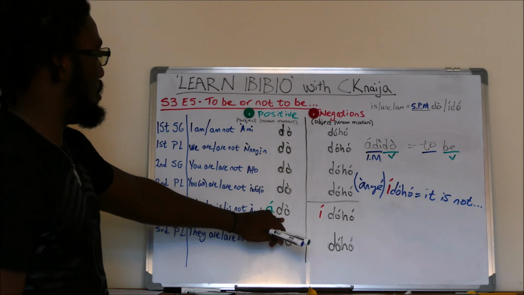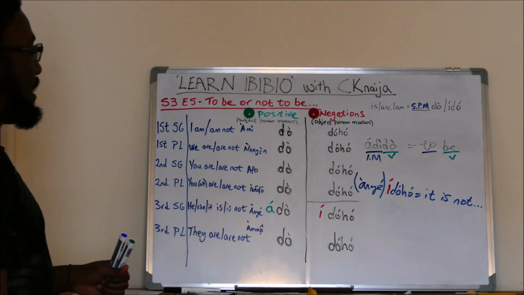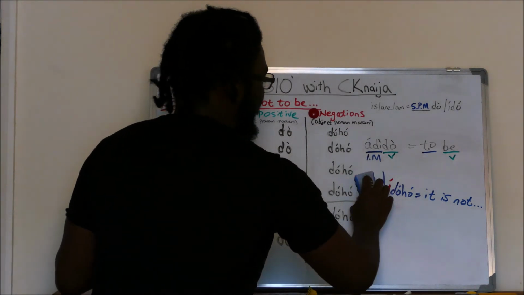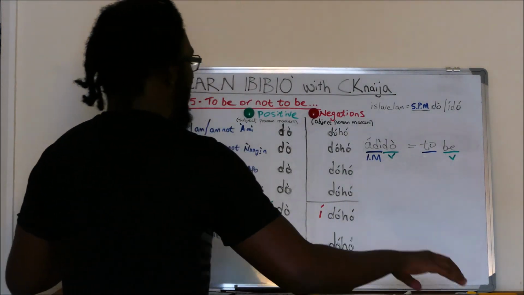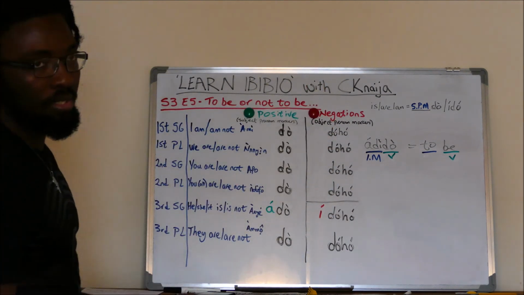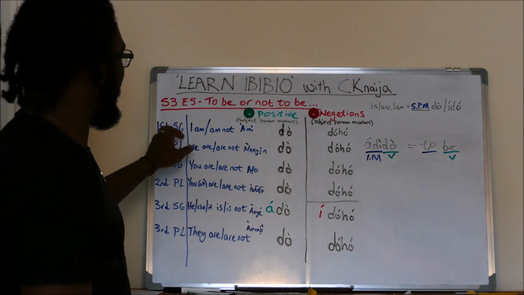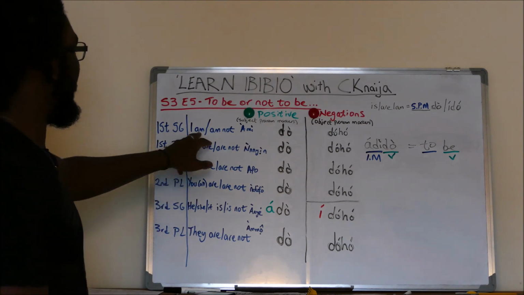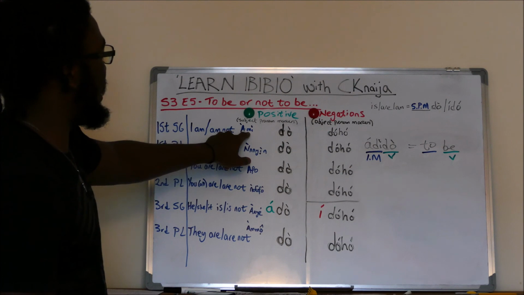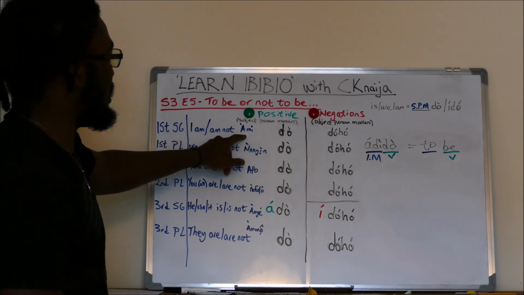Ado. Ido. Right? And that's how it works. Ado. Ido. And what we're going to do now is basically work it out for the rest. So we're going to start with the first person singular. I am. I am not. And the subject pronoun for this is ami.